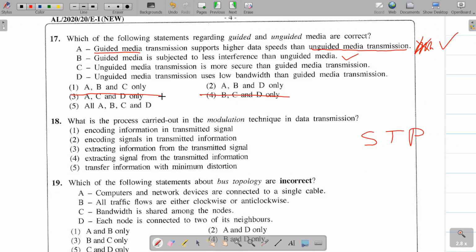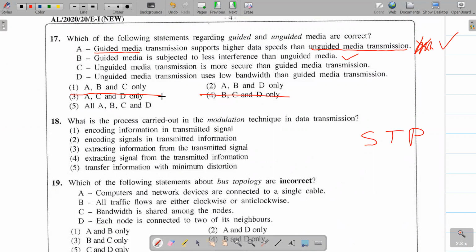That can have some doubts. The unguided media transmission uses low bandwidth than guided media transmissions. In unguided media, we have Bluetooth, Wi-Fi, infrared, as well as microwaves and radio waves. So it's a range of bandwidths that we have.